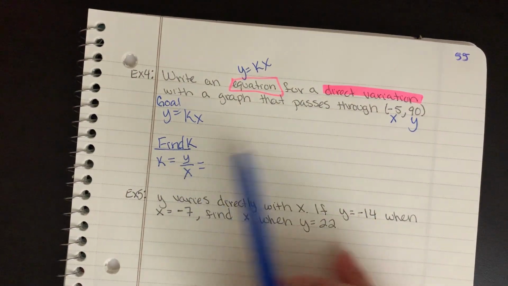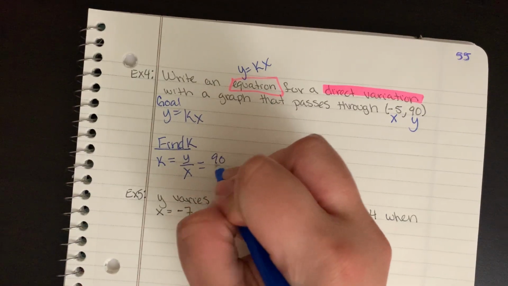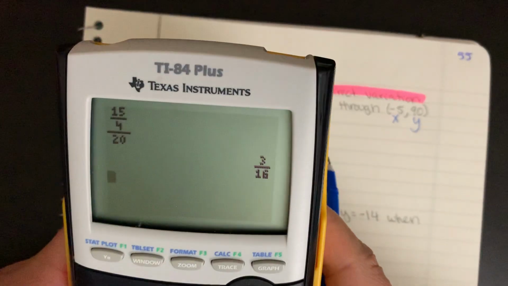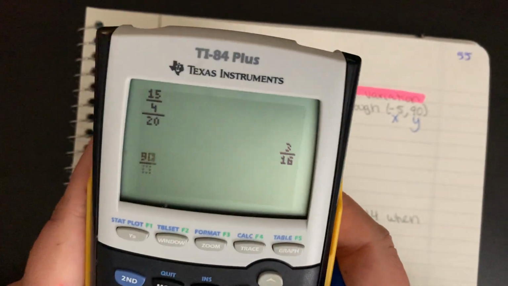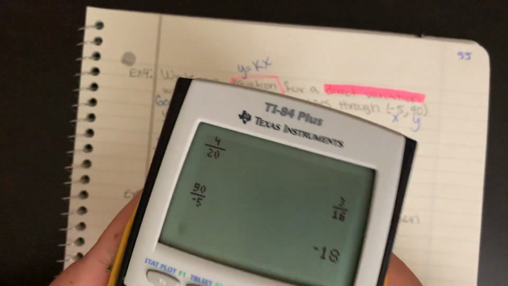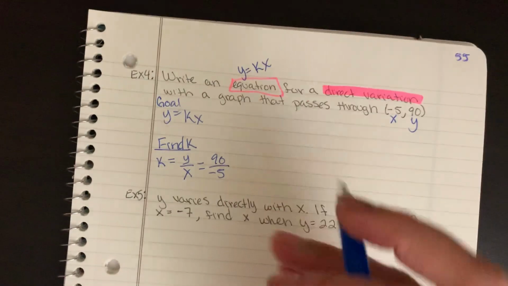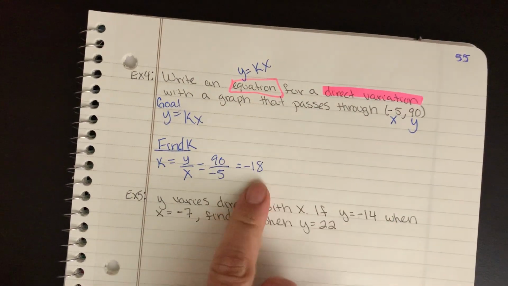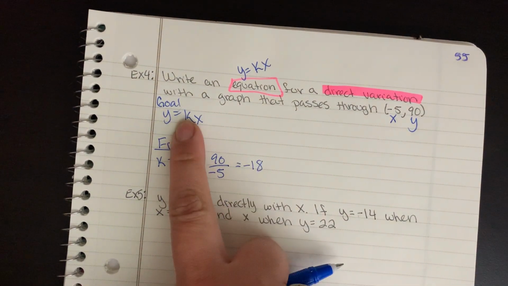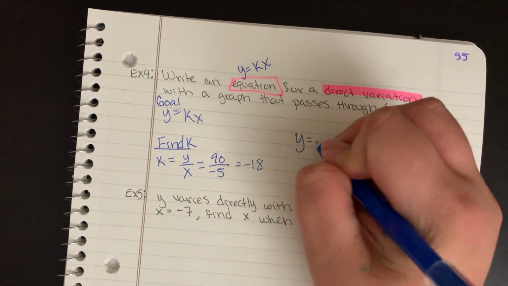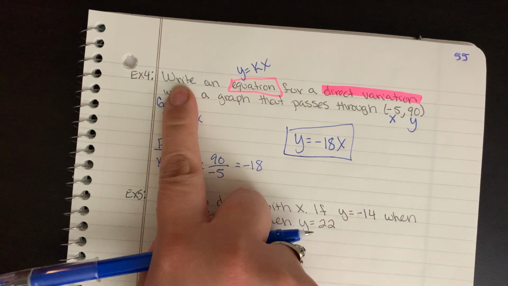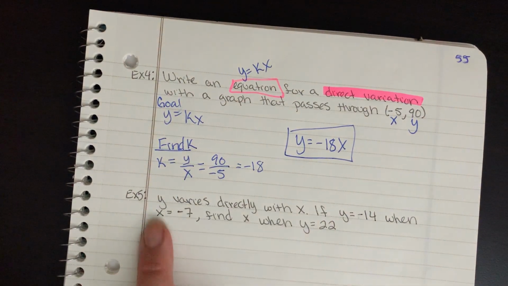So k equals y, which is 90, over x, which is negative 5. And then simplify: 90 over negative 5 is negative 18. So my constant of variation here would be negative 18. Now that we have our k, you just plug it back in. So y equals negative 18x. There's my equation, which is what it was asking for. Write an equation. Here it is.